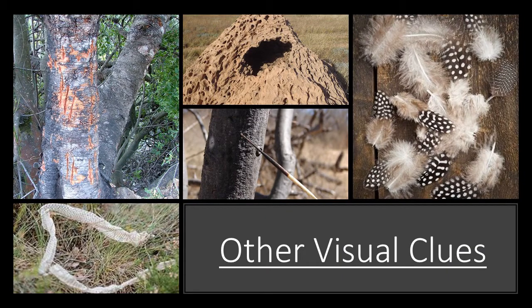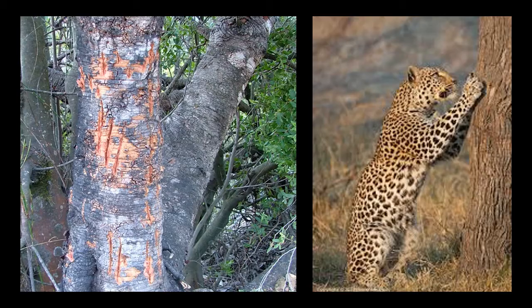There are also some other visual clues that we can use to see which animals have been to a specific place. First of all, let's look at some of the examples. First of all, we can see scratch marks on a tree. Now that's a way of communication, especially for leopards, and we will discuss that in the communication lesson.